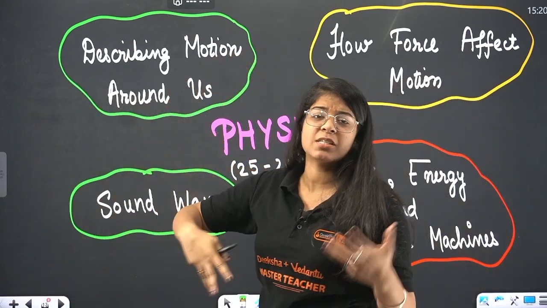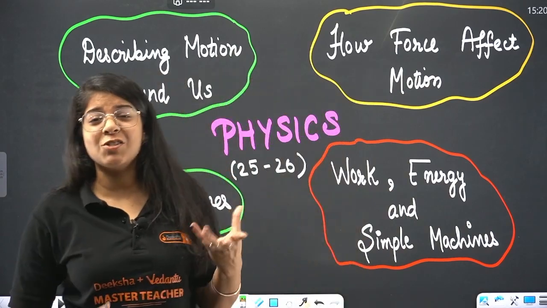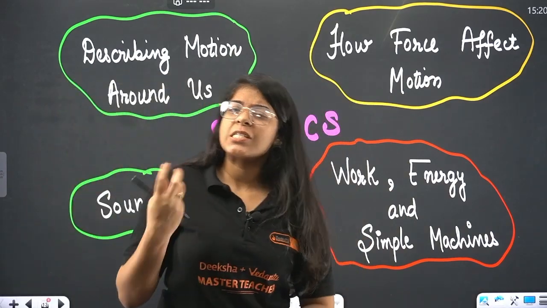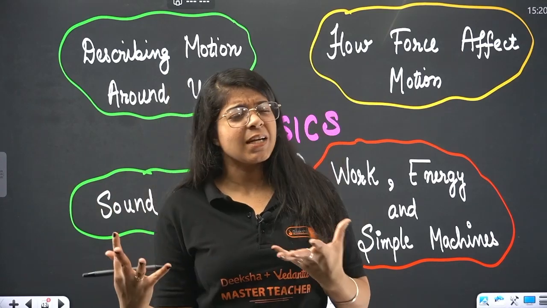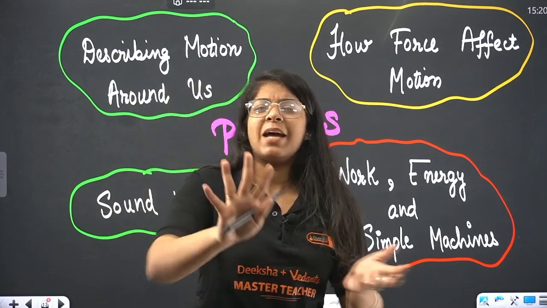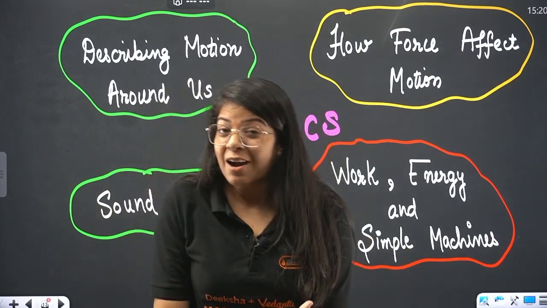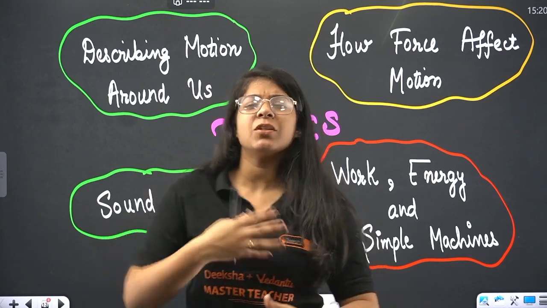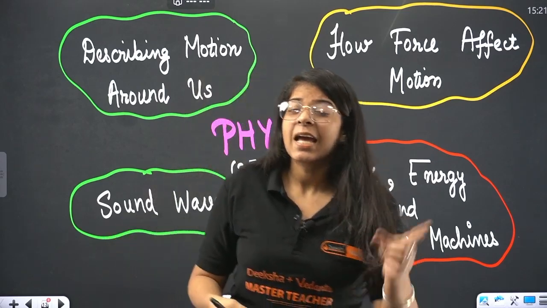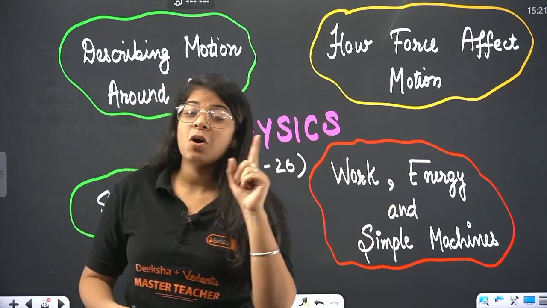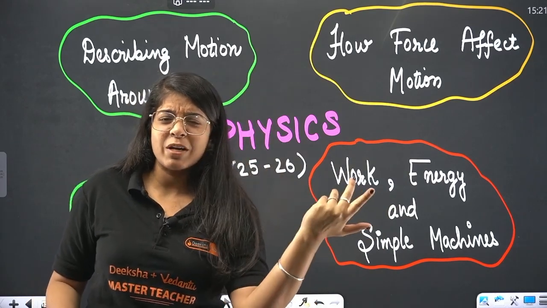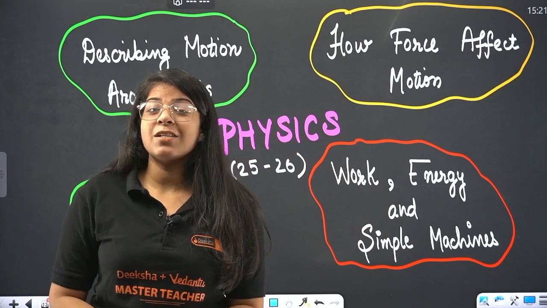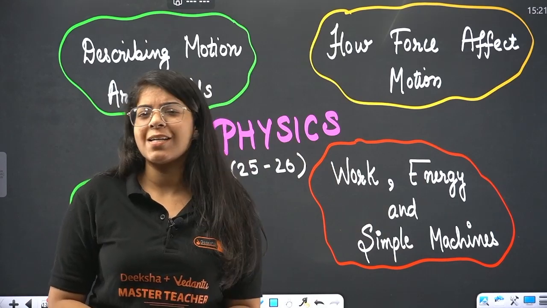Describing motion around us is a very, very easy chapter. You can go watch it. You just learn a few new terms, velocity, speed. You have studied them before, but it's a little deep dive. You are introduced to graphs. That's a bit tricky part, but not the hard part if you understand them, right? There is a video of graphs already on the channel. I have made a complete video, it's just, I think, a 20-minute video. You go watch that and you will understand graphs in a way nobody has ever taught you.